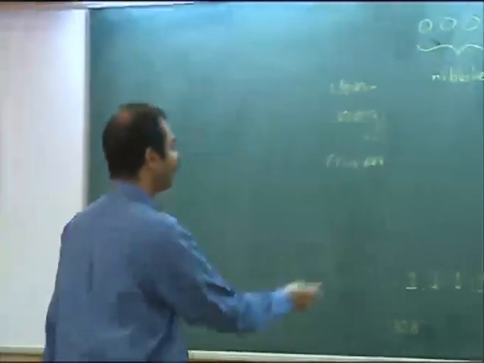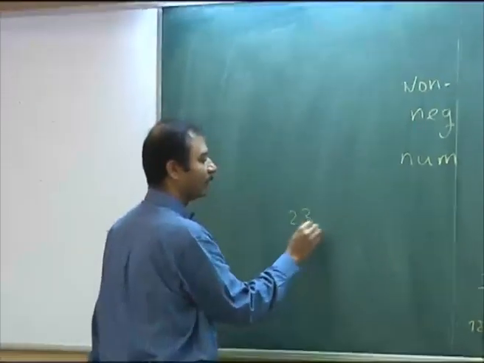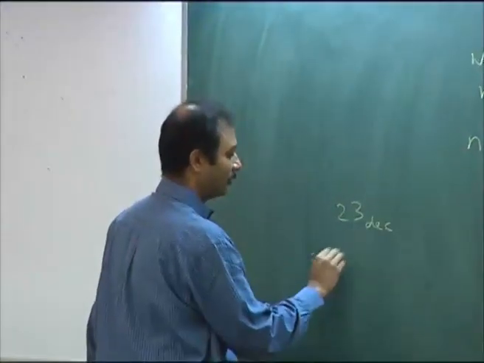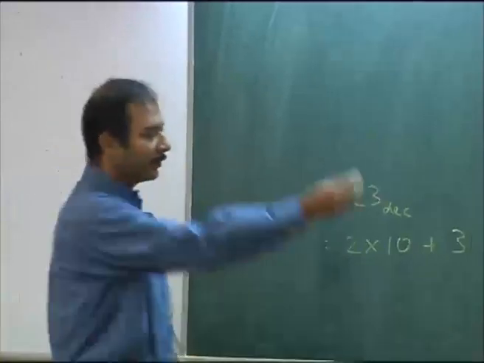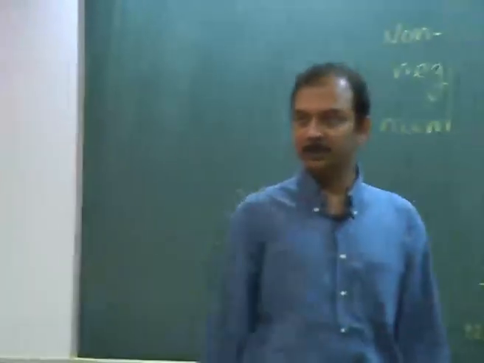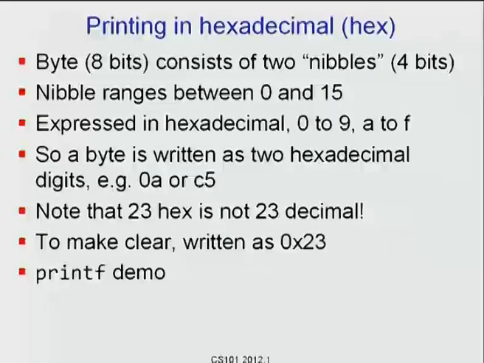Well, so if I write down the number 23 in decimal, what do I mean? I mean 2 into 10 plus 3. Now the base has become 16 in hexadecimal digits. So that's how you should read hexadecimal numbers. Now, unfortunately, there may be some ambiguity about whether 23 is 23 in decimal or 23 in hexadecimal.